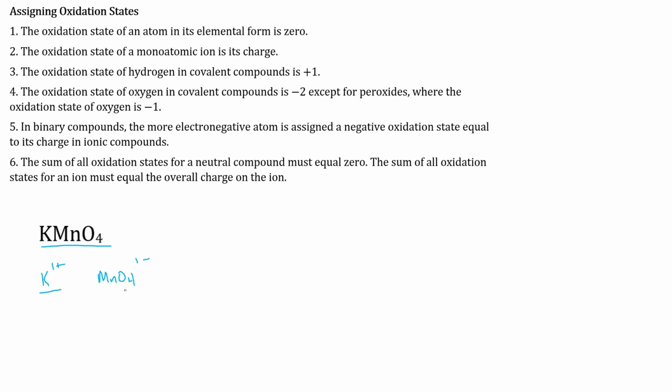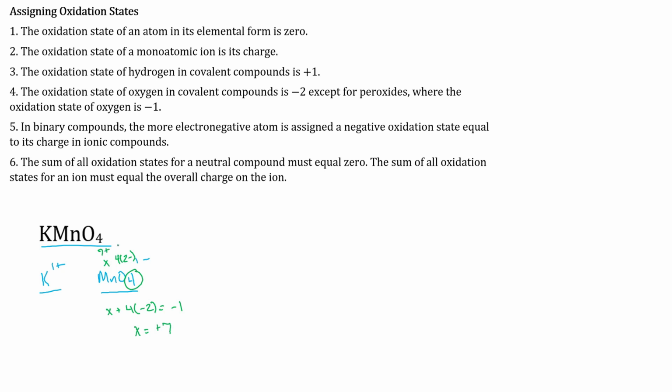But now I need to do the oxidation states on my polyatomic ion. Again, using my rule for oxygen, this is -2. It has a multiplier of 4. My manganese, I'm just going to call X. This is going to be X plus 4 times -2. And of course, this equals -1 because it is a polyatomic ion. Solving for X, I get X equals +7. So the oxidation state on my manganese is +7.